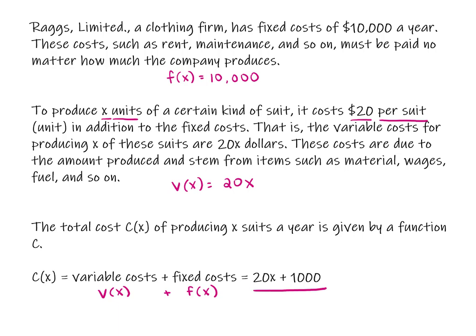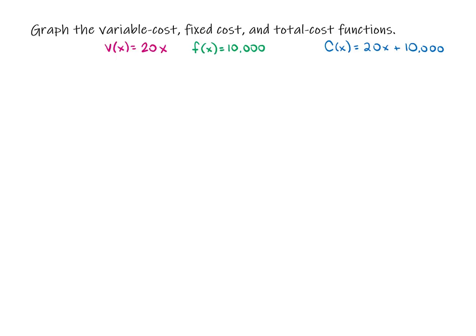We're asked in part A to graph the variable cost, the fixed cost, and the total cost functions. So on my next page, I'm going to graph f of x, v of x, and c of x. So we're asked to graph these three functions. Notice that the numbers are fairly large, so when we label our graph, we want to make the numbers accommodating to the types of data that we have in this.